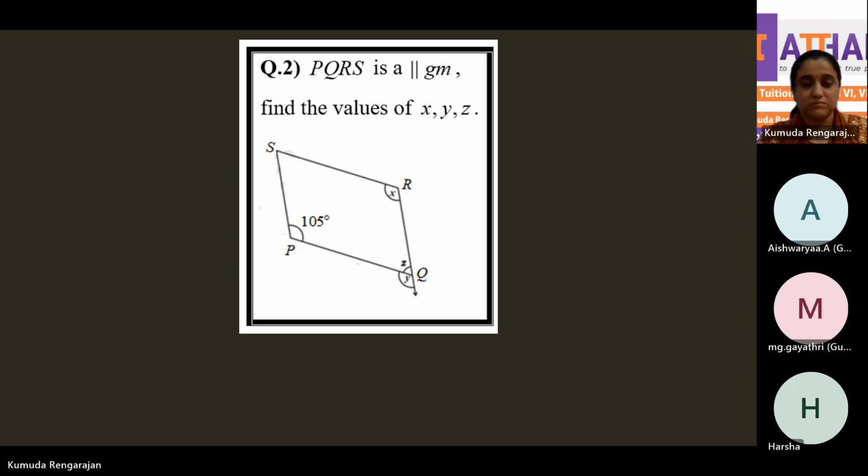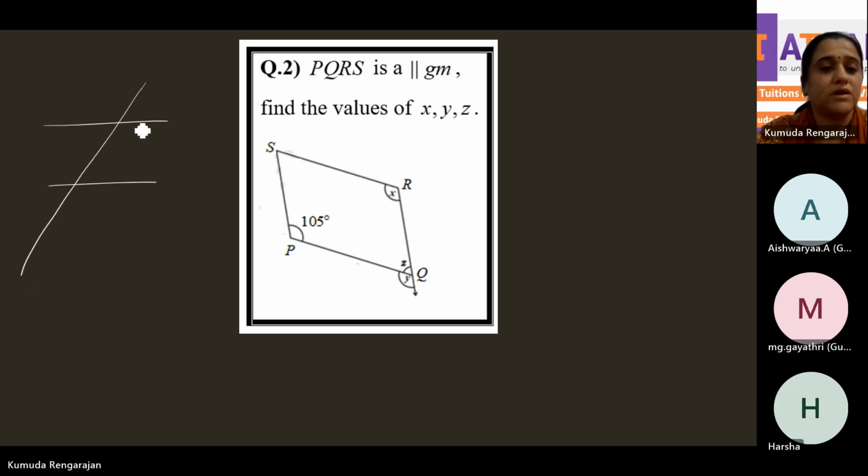So I'll just confirm if you're sure about the angles. Angle 1, 2, 3, 4, 5, 6, 7, 8.